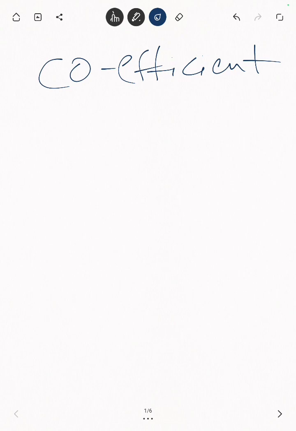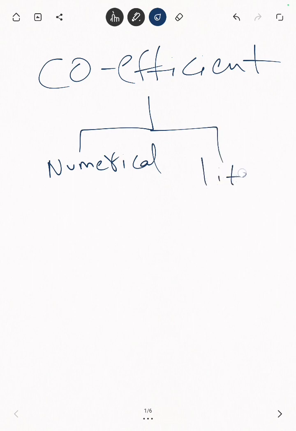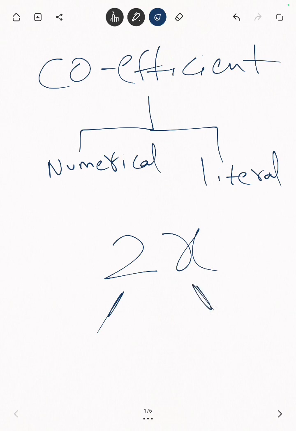There are two types of coefficients. Number one is numerical and the second one is literal. Whenever we are talking about the coefficients, we have to look at the term. Take an example, 2x. In this term, the 2 is called a numerical coefficient and the x is called a literal coefficient.